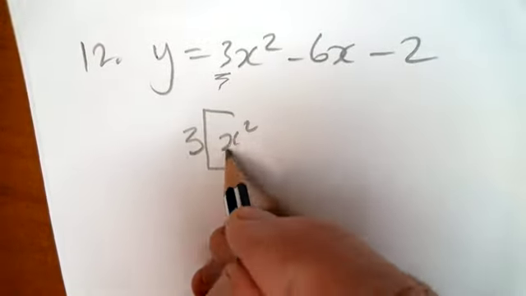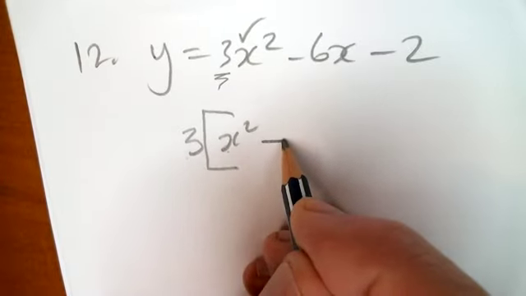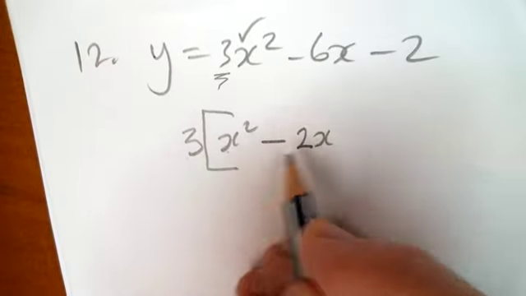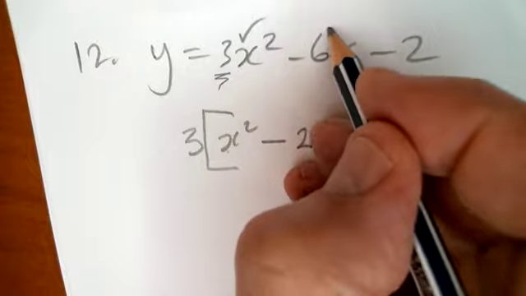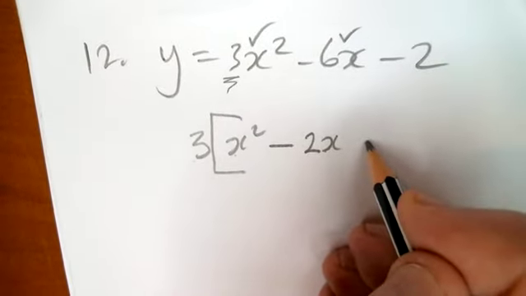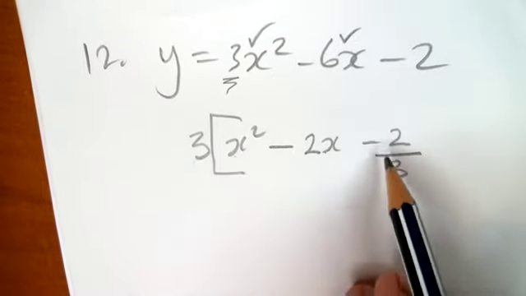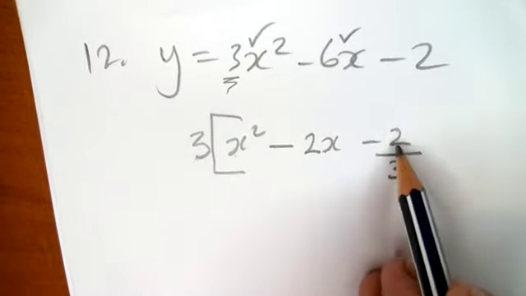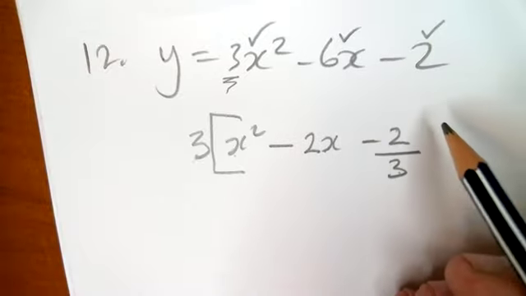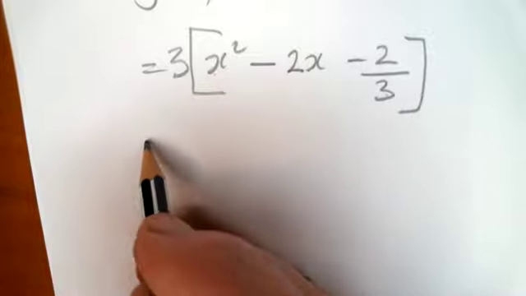So 3 times x squared is 3x squared. And I've got a minus 6 here, so I'm going to go minus 2x, because 3 times negative 2x is negative 6x. And I've got a minus 2 here, but we're going to have to divide it by 3, because negative 2/3 times 3 is my negative 2. So that's what I would do. So there I am, first bit. Now let's go to the second step.